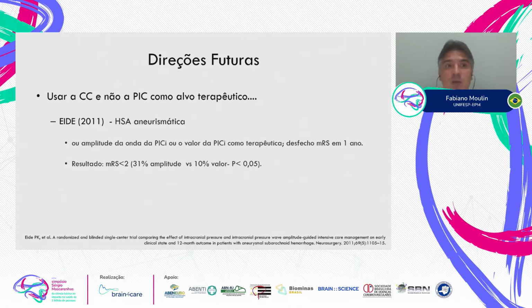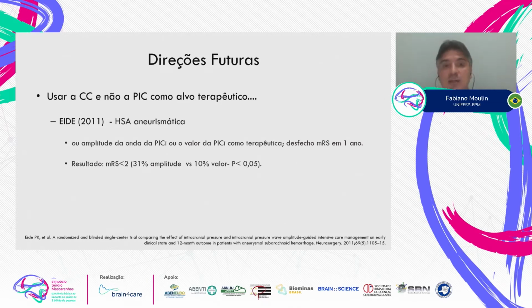It had been done not with time to peak, but with wave amplitude by Eide and the Scandinavian group. It was published, but he used the wave amplitude using invasive measure, an amplitude greater than 5 millimeters of mercury predicts low compliance, and he randomized part of the patients to be treated by ICP greater than 20 or wave amplitude, and see the results here.